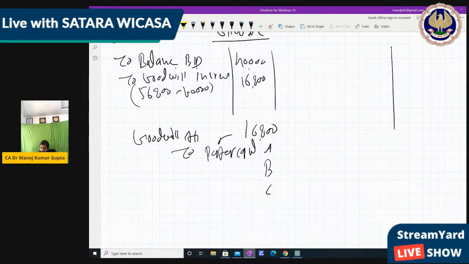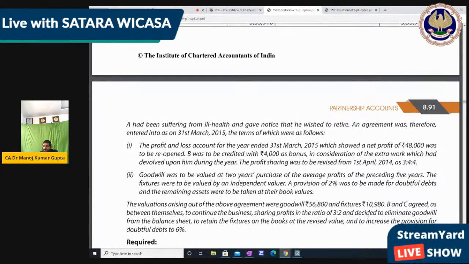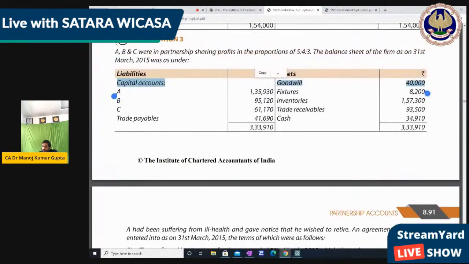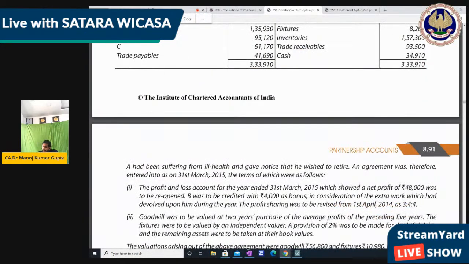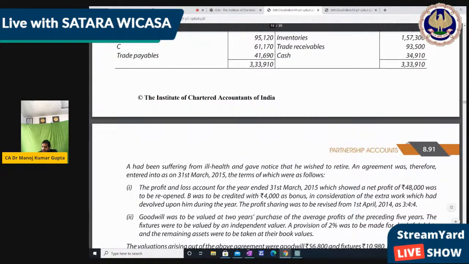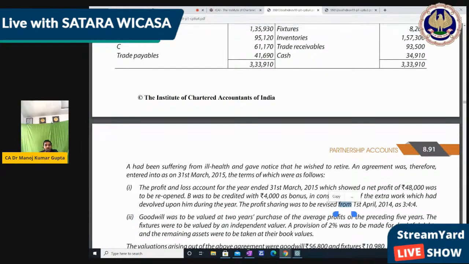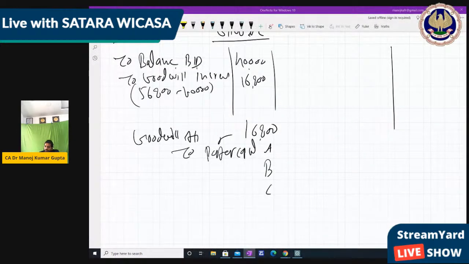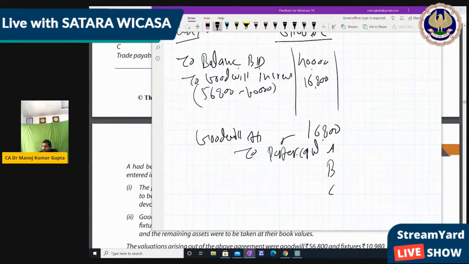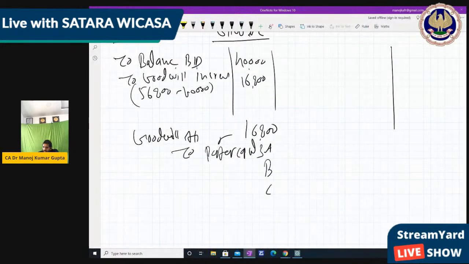Now what ratio should we distribute in? So their PSR is actually this 5:4:3. What do they say? Extra work which had devoted upon him during the year, the profit sharing ratio was to be revised from 1st April 2014. So from 1st April, this profit sharing ratio was revised. That means now PSR is 3:4:4, right? So it should be distributed 3, 4, 4.